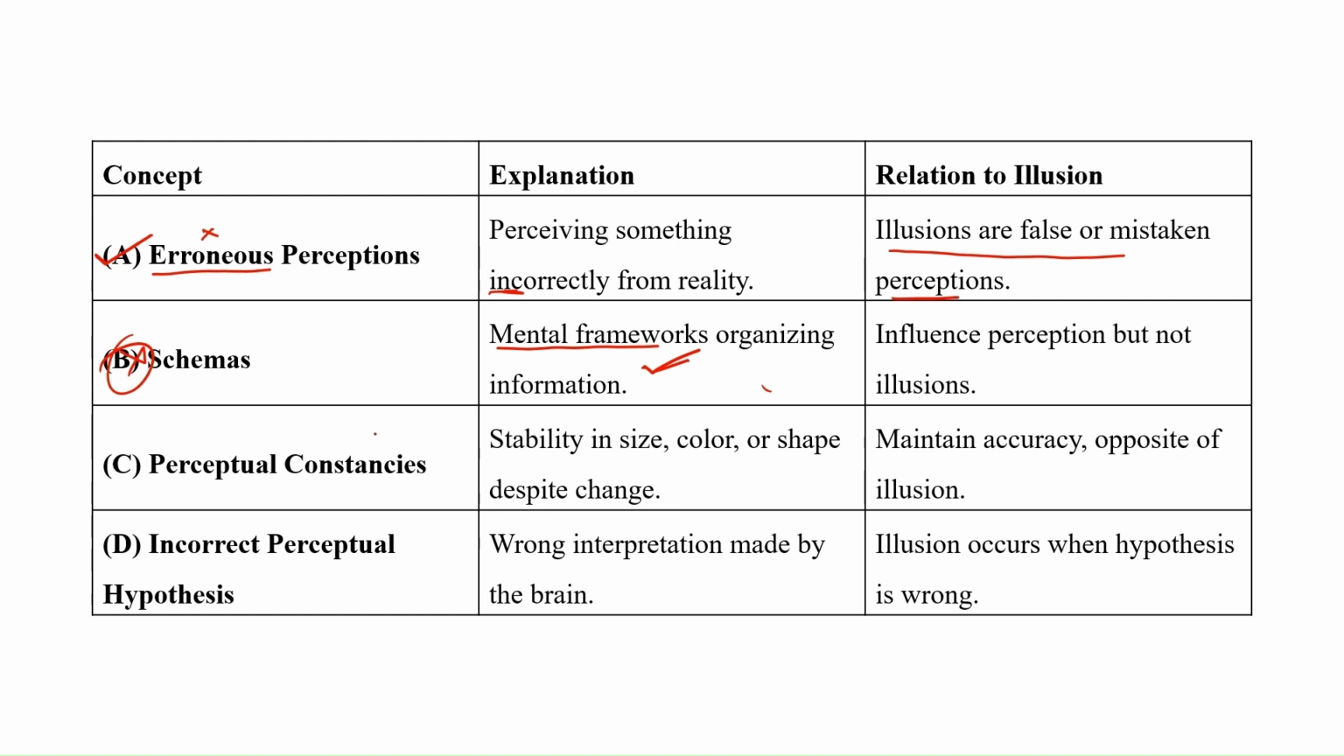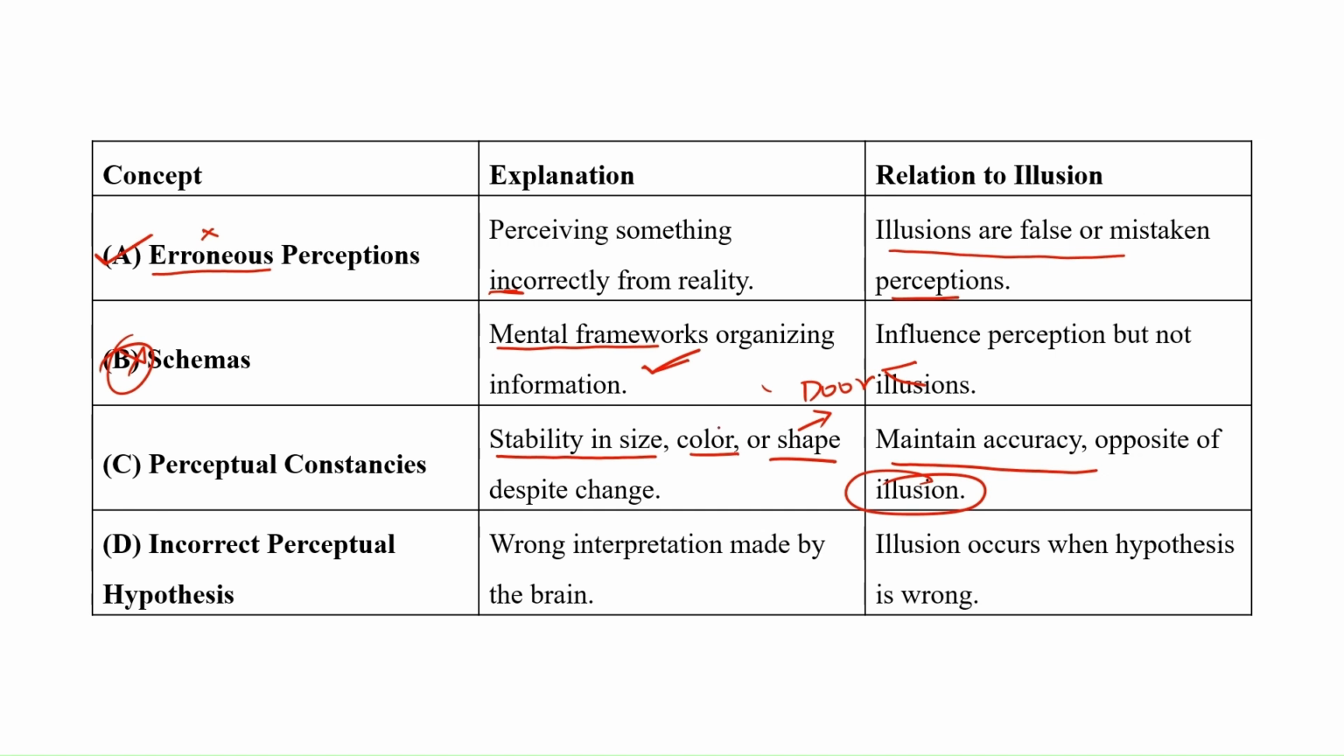Then perceptual constancies. Perceptual constancies are basically how constant our stimulus size, color, or shape is. This helps us maintain the accuracy of what the actual stimulus is, and it is entirely opposite to illusion. Let's take an example of shape constancy. Let's take a door. A door is rectangle in shape. Even if the door moves front or back or any direction, we still perceive it as rectangle shape only. We don't perceive it as square or something.